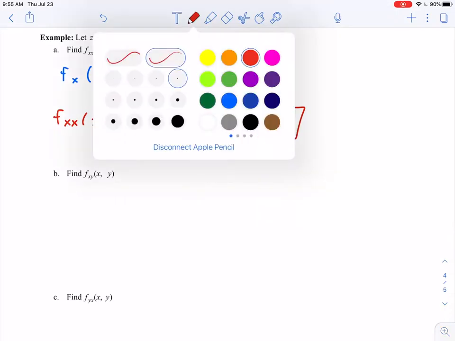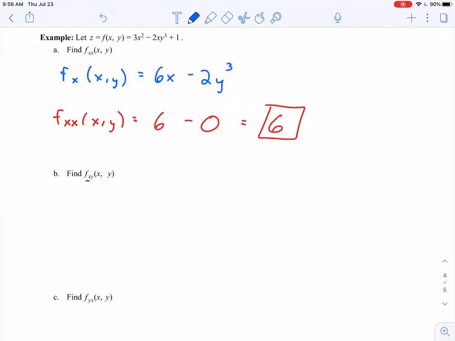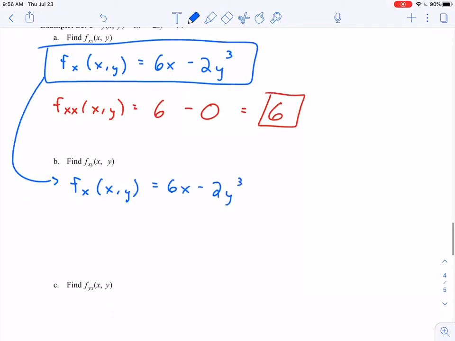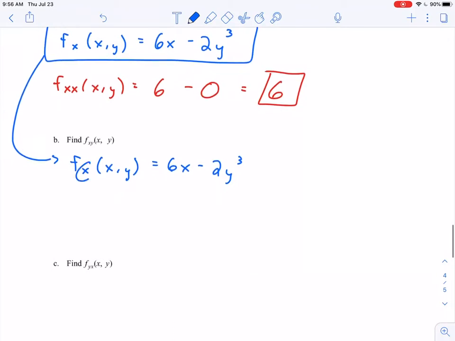So when I change gears now and I say, okay, now I want the first order partial with respect to x, and then the second order partial derivative with respect to y, I've already done part of this work. I actually already found the first order partial derivative with respect to x. So this is actually just going to come down here. F sub x, xy, is 6x minus 2y to the third. So now I've done the partial with respect to x. The only thing that remains now is the partial with respect to y.